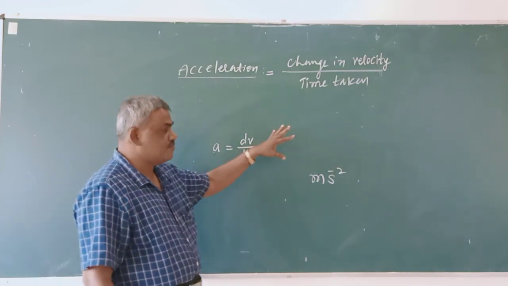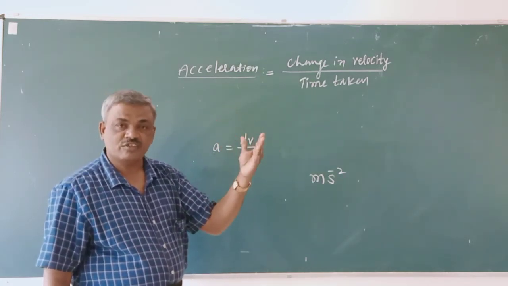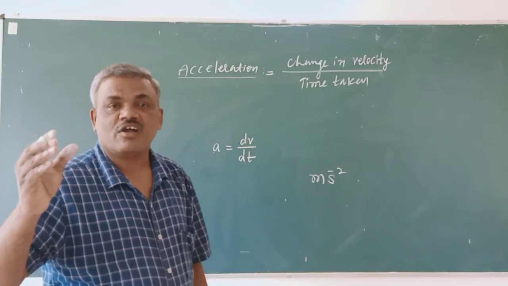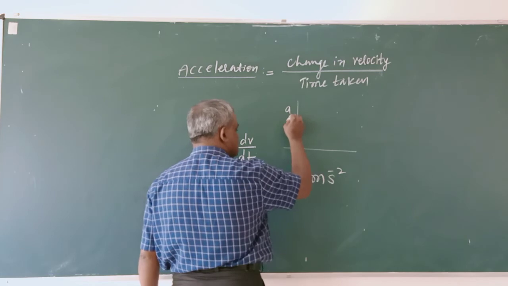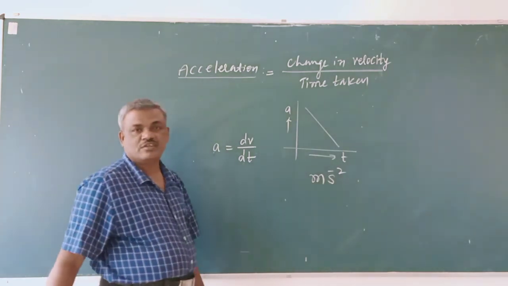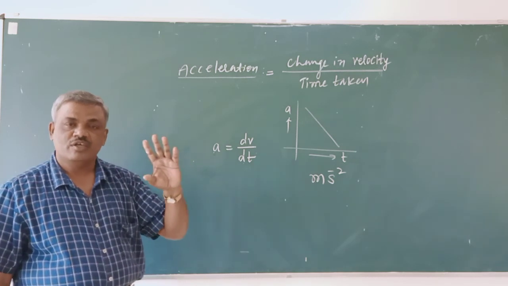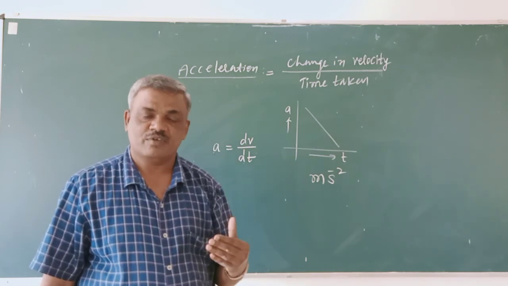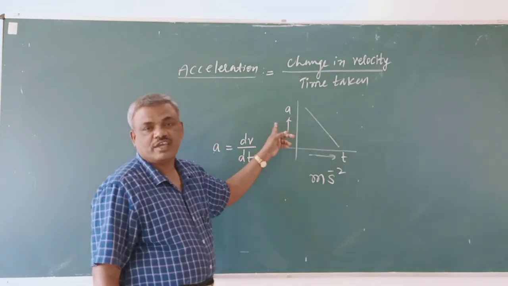And when is acceleration positive? When the acceleration is positive, the velocity of the body increases. When the acceleration is negative, the velocity of the body decreases. The negative acceleration is called retardation. For example, this is the graph of acceleration versus time. Here, this negative acceleration is called a retardation. When the velocity of the body increases, acceleration also increases. When the velocity of the body decreases, acceleration decreases.